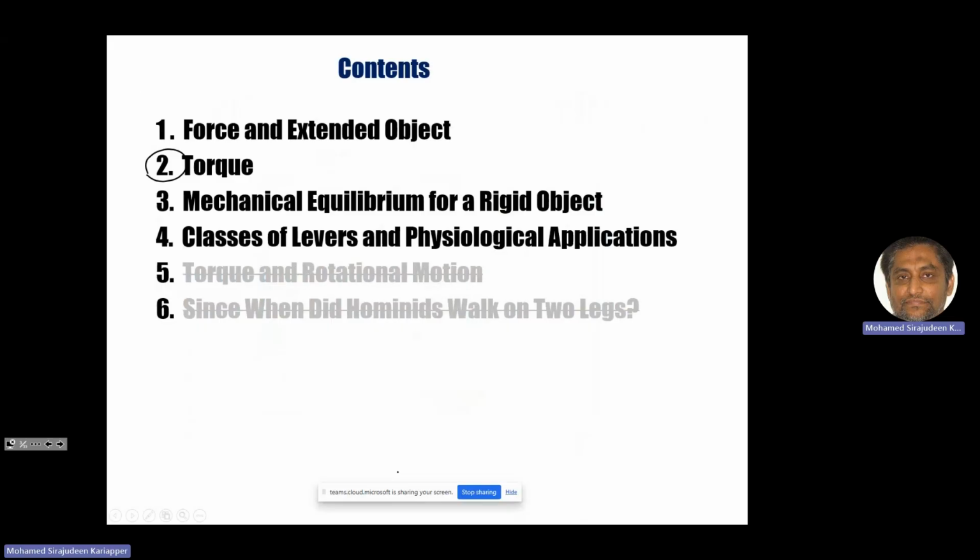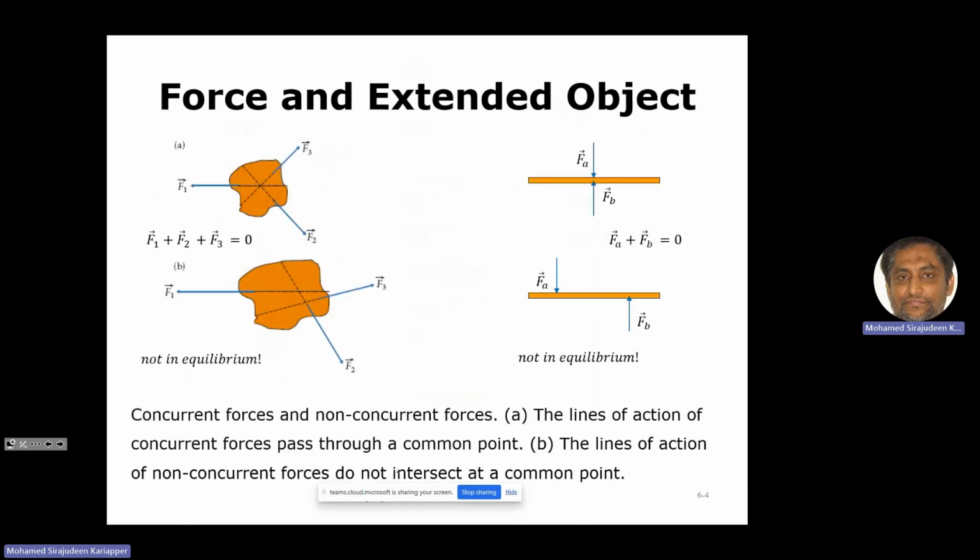Number 3, then we will revisit this equilibrium for a rigid object. We are going to need an additional condition for mechanical equilibrium. Number 4, we will go to some physiological applications, where we see the classes of levers, which come in this mechanics applied to physiology. Number 5 and 6 we will skip. Okay, so it's going to be a short chapter.